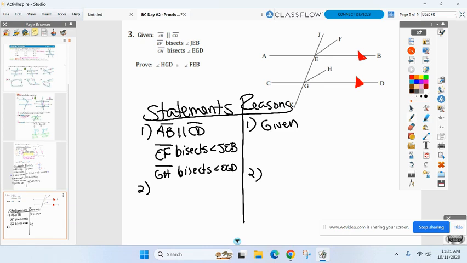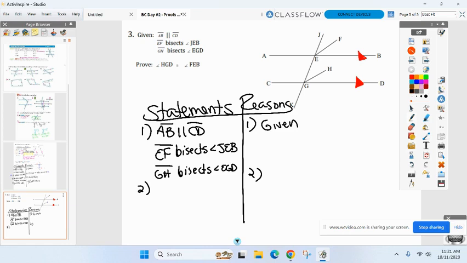How many angles are you taking half of? 2. Angle JEB and angle EGD. Can you please go look on your diagram for me at those 2 angles we're going to take half of? And tell me something about them. Matt, what do you notice? They're congruent. Why? Because they are corresponding. Everyone agree? So the angles we're taking half of are congruent.